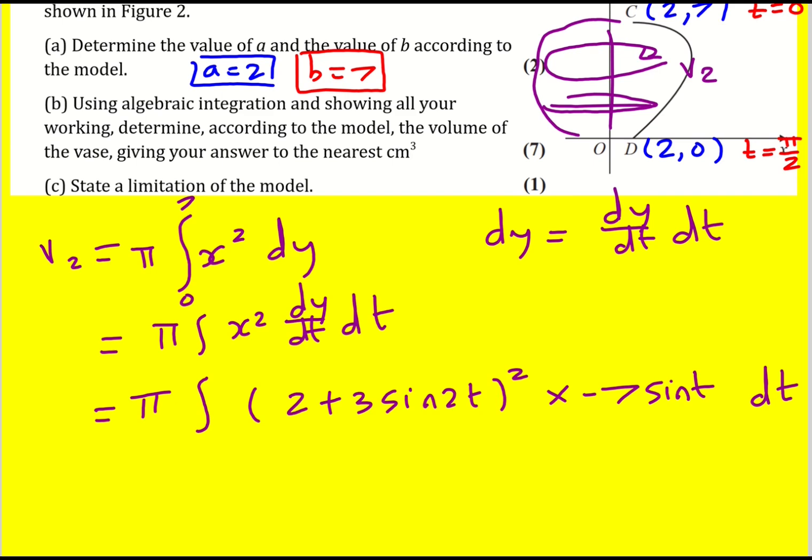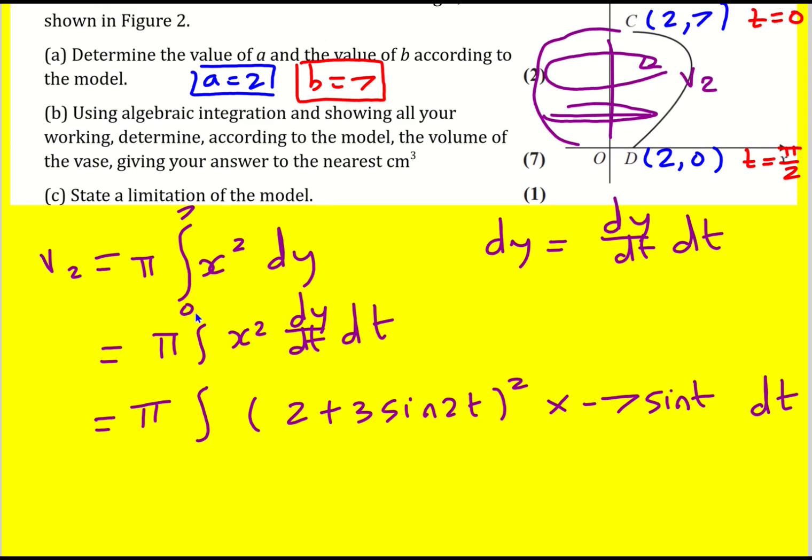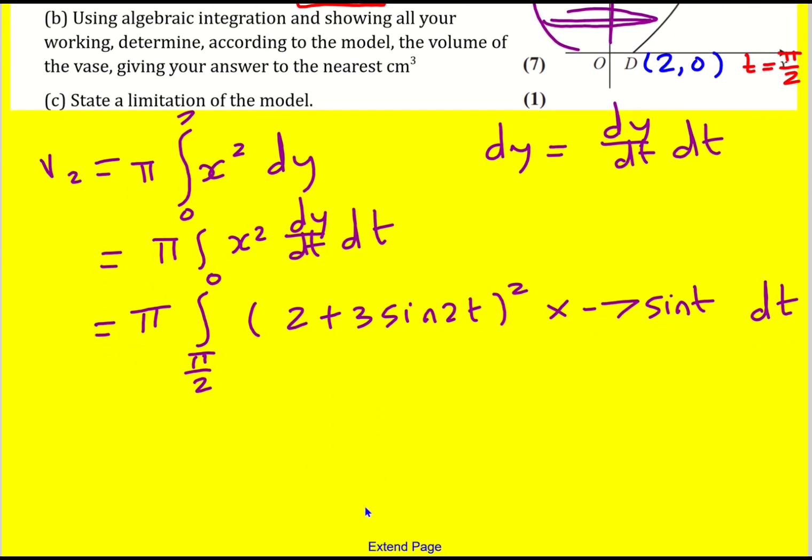Okay, and this bit is really important. So we need to use the t value that is associated with 0 at the bottom. Actually, that is going to be pi over 2. And the t value associated with 7 is 0. So the upper limit is lower than the lower limit. You should have seen that before. That is absolutely fine.